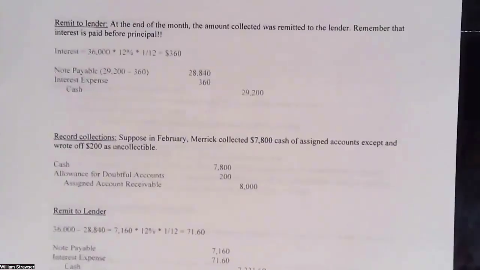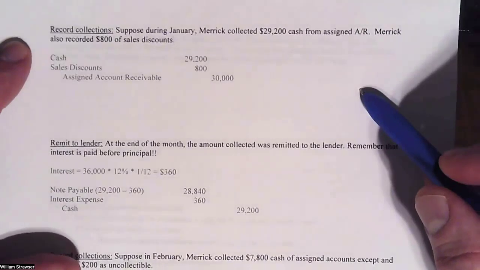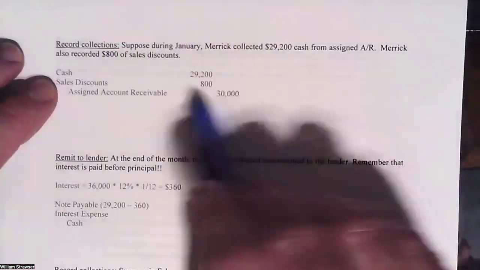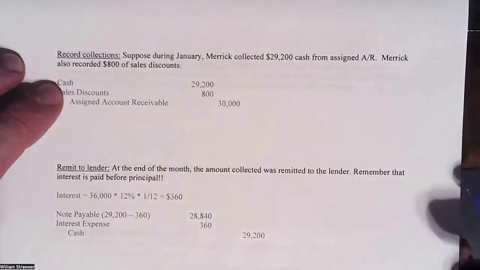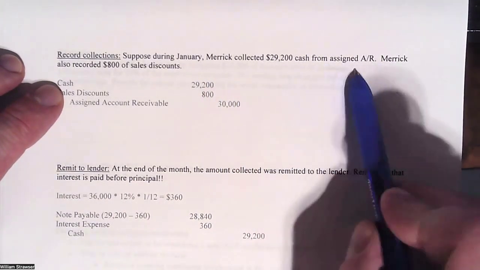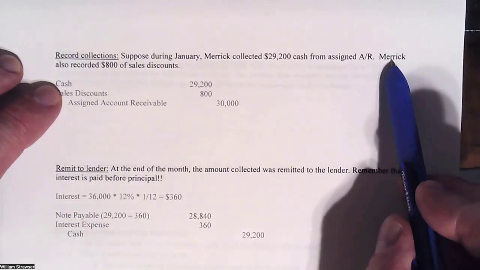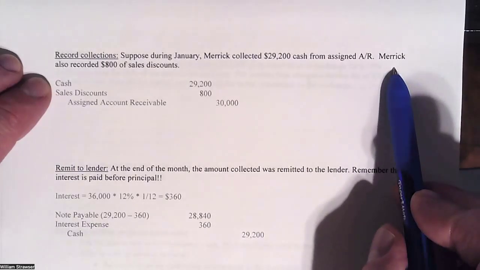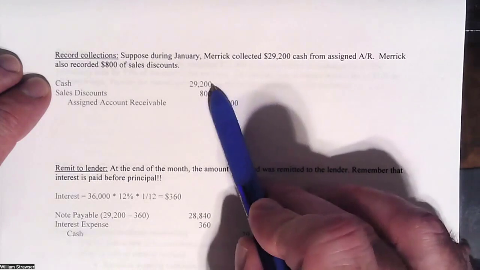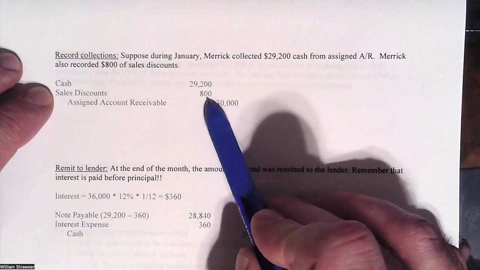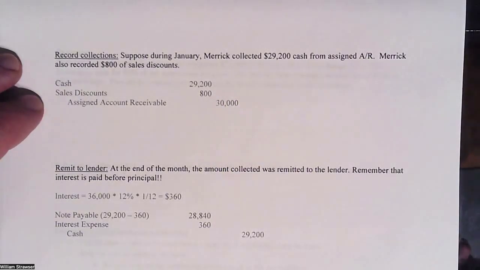Now, that's just a proceed from a loan, so not anything terribly complicated there. When we record collections, we have to make sure we do this appropriately. My company, Merrick, is collecting. They collected $29,200 of cash from the assigned accounts receivable. And when they did this, we had some people who acted within a sales discount. So they got $29,200 of cash, but $800 was not collected because our customers paid within the discount window.